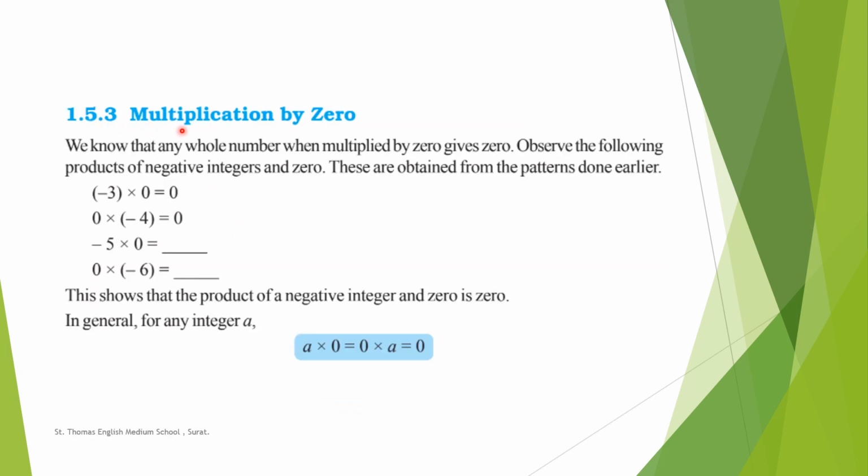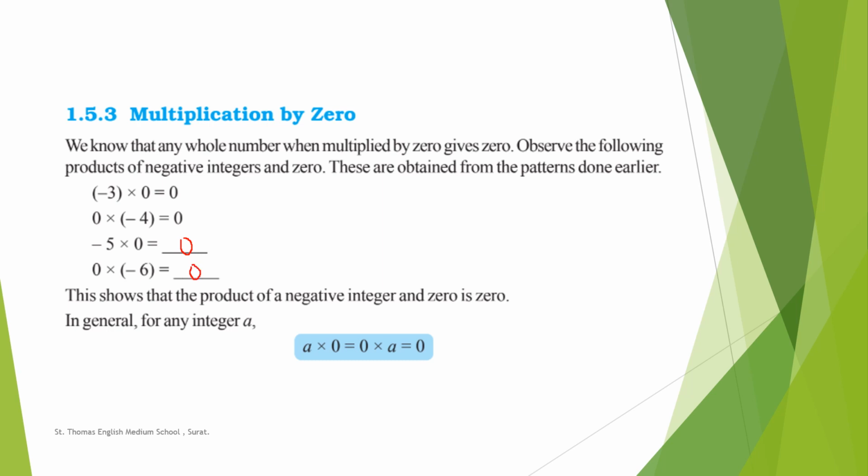The next one, multiplication by 0. We know that any whole number when multiplied by 0 gives 0. Observe the following products of negative integers and 0. These are obtained from the patterns done earlier. Minus 3 multiplied by 0, answer is 0. When you multiply 0 to any integer, any natural numbers, any whole numbers, always answer will be 0. 0 multiplied by minus 4, answer is 0. Minus 5 multiplied by 0, answer is 0. And 0 times minus 6, answer is again 0.